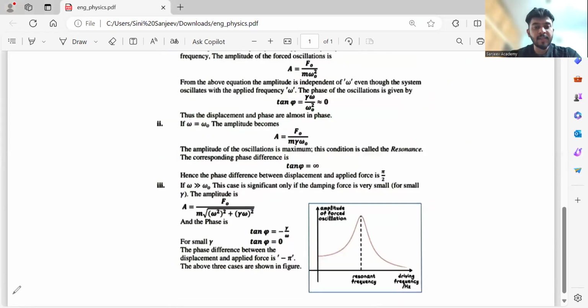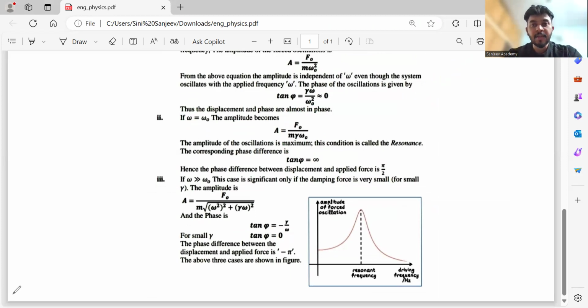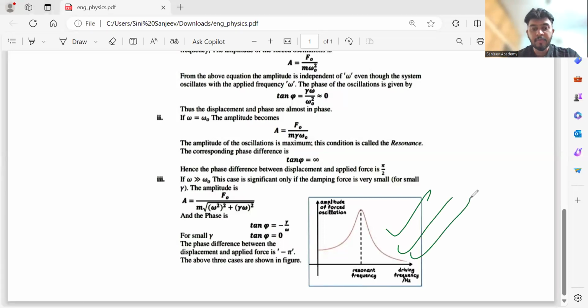And again, if omega is greater than omega naught, I'll be getting both. And don't forget to draw the diagram, as this is very important from the examination point of view. Only for this particular case, the phase difference is minus pi. The other one, as I told you, is pi by 2. So this you have to remember and note down, and that's all.